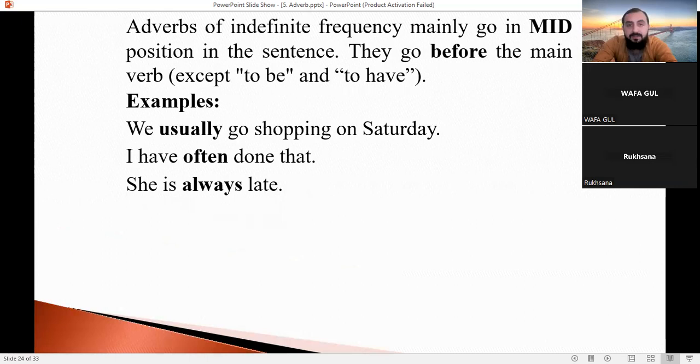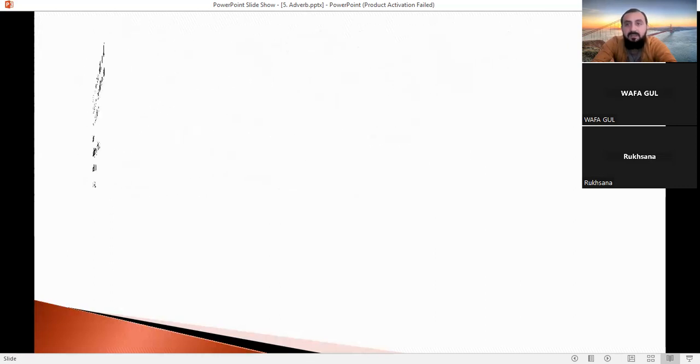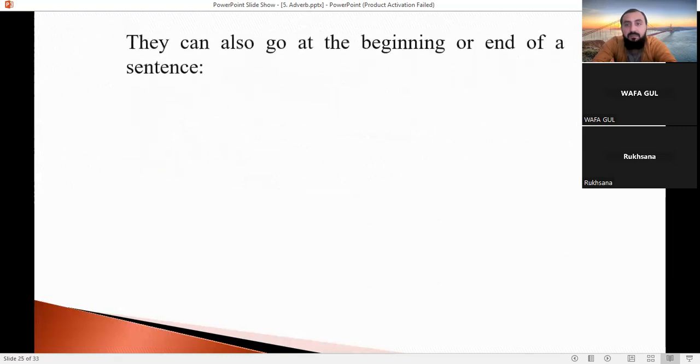When there are auxiliary verbs, to be verbs or to have verbs, these adverbs of frequency must be used after them. For example, he is always shopping at the plaza. I am always playing cricket. So when there are to be verbs and main verbs, these adverbs of frequency must be used between them, or after the auxiliary verbs. Otherwise, if there are only simple main verbs, they should be used before them.